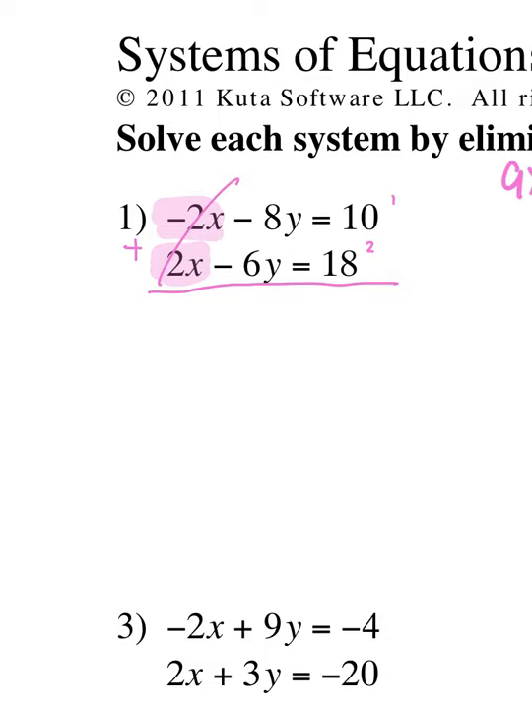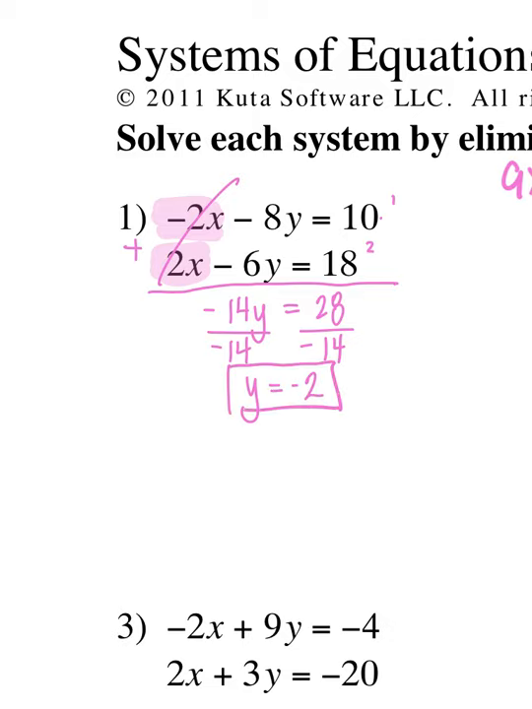Then I move on to my y's, and I have negative 8 minus 6, which would be negative 14y equals, and then I'm just adding 10 plus 18, which is 28. Now I'm just solving this equation. So I have negative 14y equals 28. I divide both sides by negative 14 to get y by itself, and I get y equals negative 2.